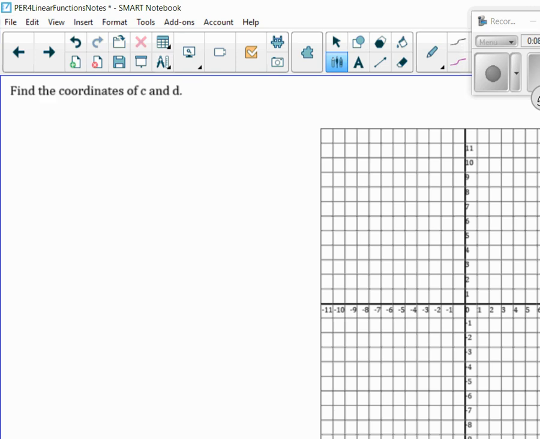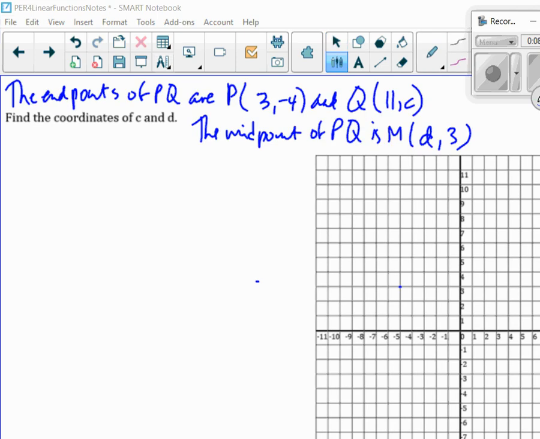Okay, we need to find the coordinates of C and D. Am I missing something here? Oh, something's wrong here. Hold on. I had some technical difficulty here, but that's okay. We're good to go now.